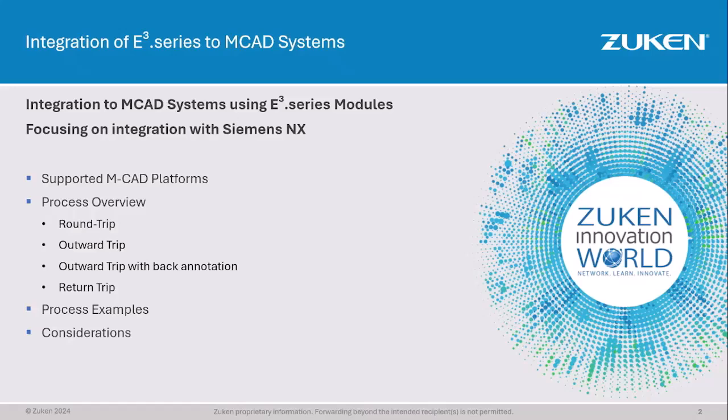And then a return trip. So the return trip is where the work is started in the MCAD system, and we just import that back into E3. Then we have videos showing all of these processes, and then we'll look at any considerations that need to be made in order for this to function properly.